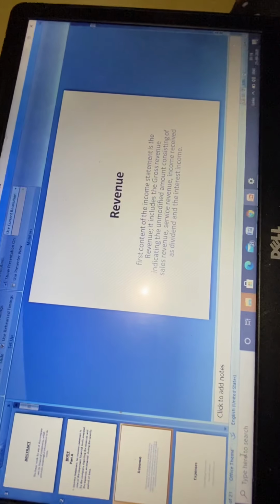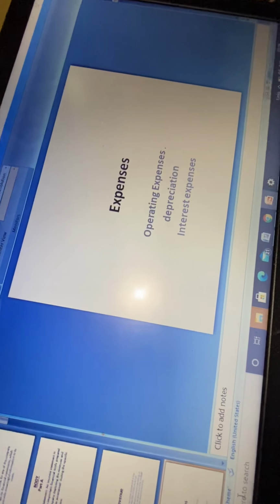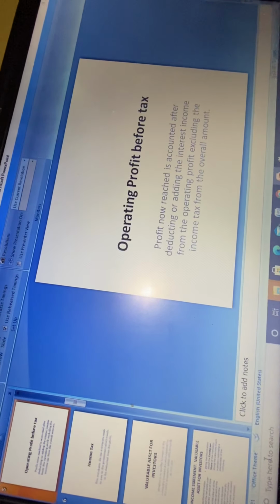The revenue includes the gross revenue and even the sales revenue, service revenue, and income received as interest and as dividend is also included in that. And the next is the expenses part included in the income statement, which includes operating expenses, that are the daily routine business expenses, the depreciation part, which is applied on the tangible and intangible assets, that is the wear and tear loss. And the next is the interest expenses, any interest which we are going to pay on the borrowed money.